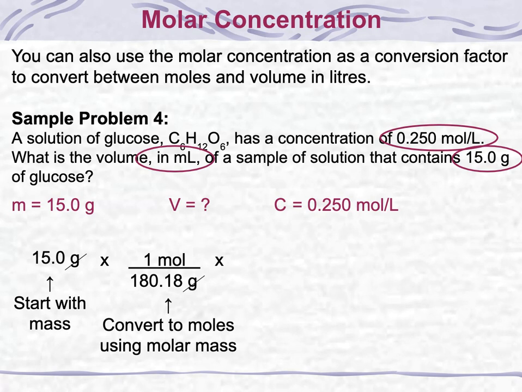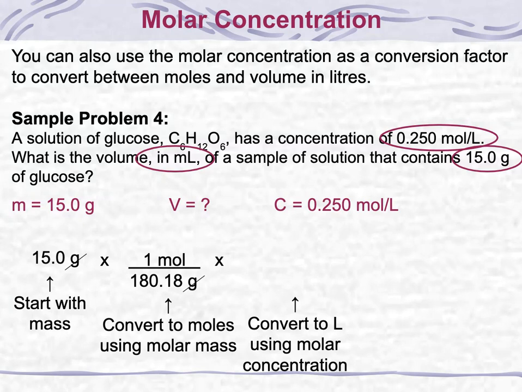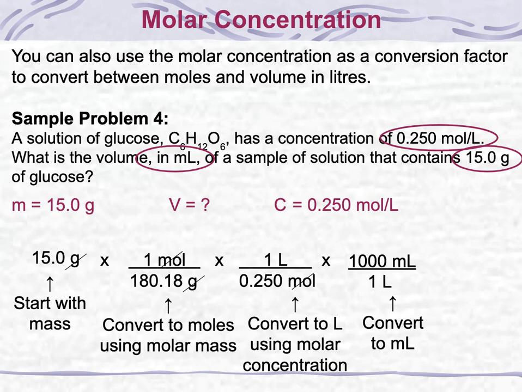We're trying to find the volume. So the next step is we're going to convert to liters using that molar concentration. So because we're trying to get rid of moles, the 0.250 moles will go on the bottom of the conversion factor over 1 liter. So the moles are going to cancel, and now we're at liters. The question is asked for the volume in milliliters, so we have one more conversion factor we need to add on. 1,000 milliliters per 1 liter, so we're multiplying by 1,000, and when you put all that into your calculator, you get an answer of 333 milliliters.